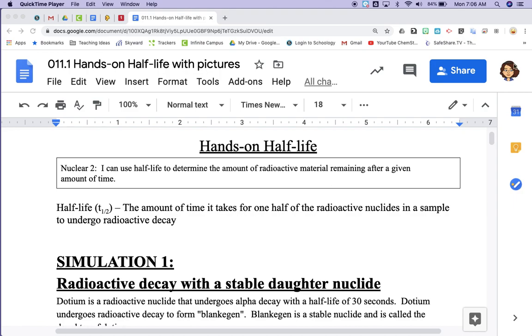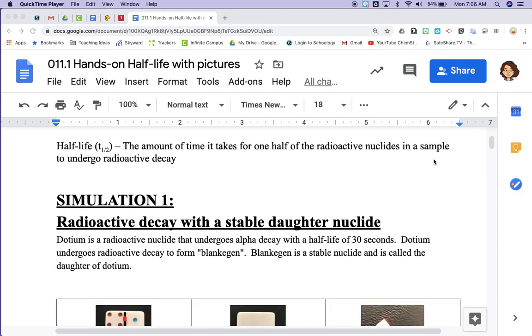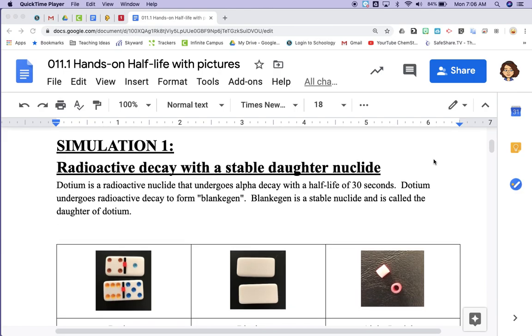Today, I've put together a video that uses some props from around my house to help you begin to understand the idea of half-life. In the first simulation, we're going to simulate radioactive decay that has a stable daughter nuclide.